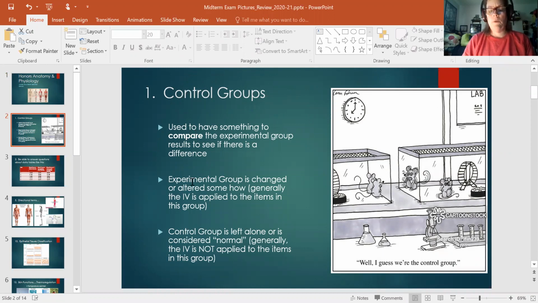So remember, you have an experimental group, which is the items that you are actually altering somehow, usually the independent variable being applied to that group of items, and then you collect your data. And then you have a control group, which is usually left alone. You don't apply the independent variable to it, or it's what we consider normal. So you'll have that data too, and then you just compare the two to see if there's a difference.